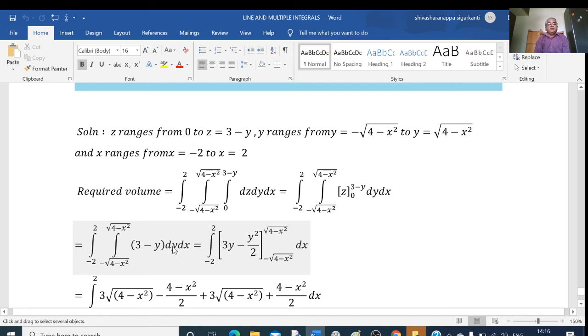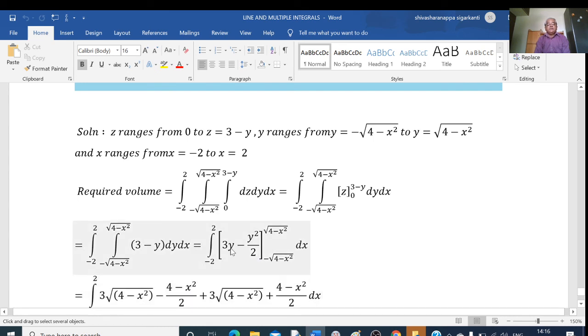Next, integration with respect to y. Integration of 3 is 3y, minus y integration is y square by 2, between minus root of 4 minus x square to plus root of 4 minus x square. Substituting the limits, 3 into root of 4 minus x square minus y square by 2. Y square by 2 means this square by 2. This square is 4 minus x square by 2, minus the lower limit.